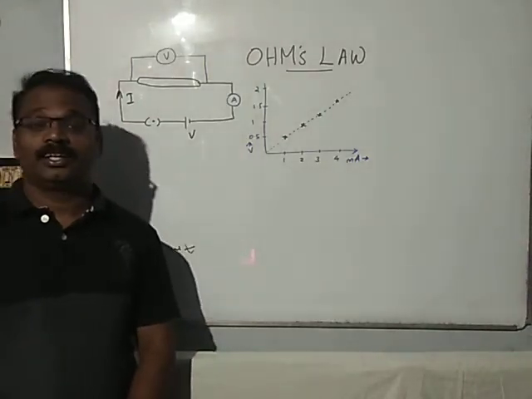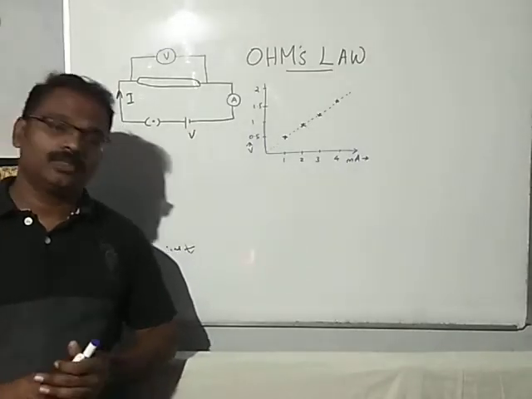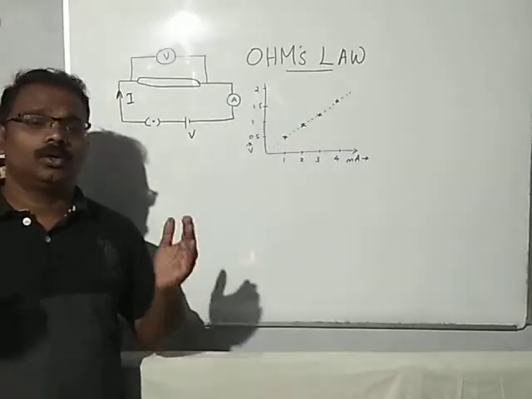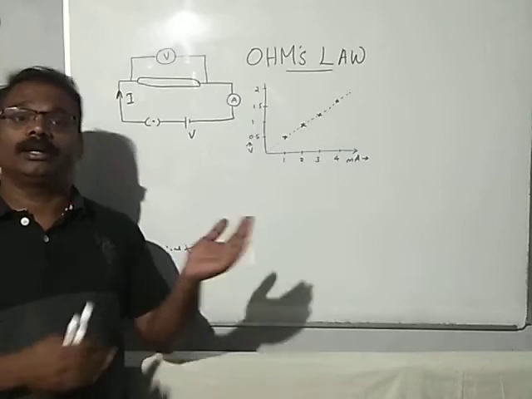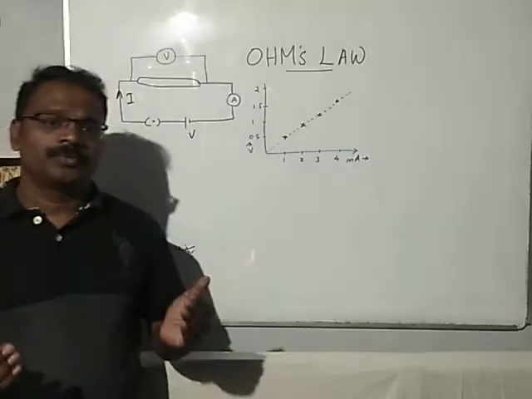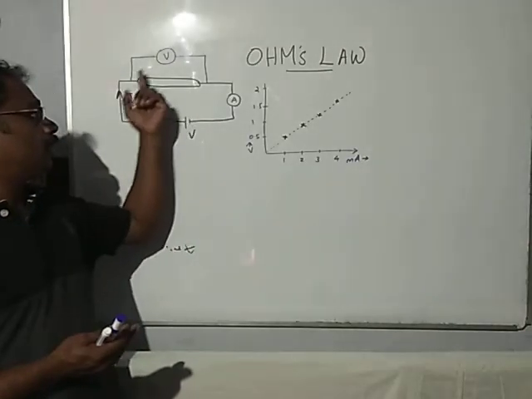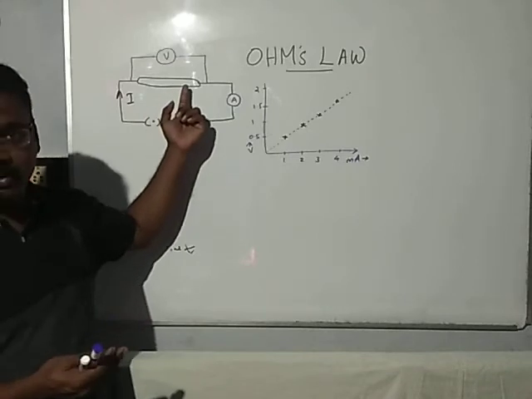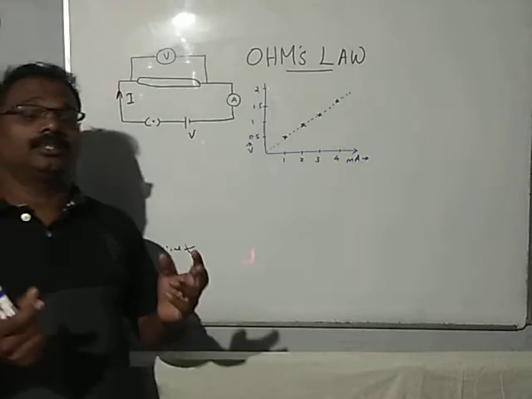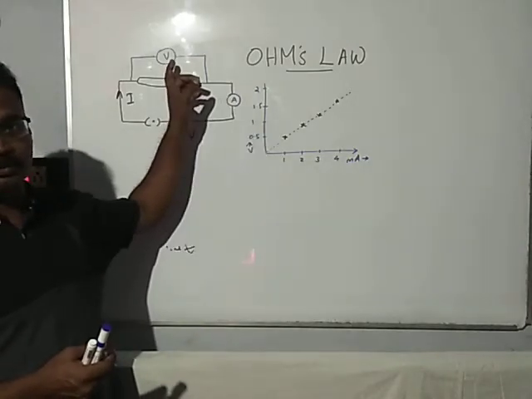Hello, welcome to everyone. In this video, I would like to explain what is Ohm's law and how the voltage and current are related to each other. For this, just consider a circuit diagram like this. A current conductor is connected with the voltage source V. In order to measure the voltage and current through the conductor, we are using an ammeter and voltmeter.